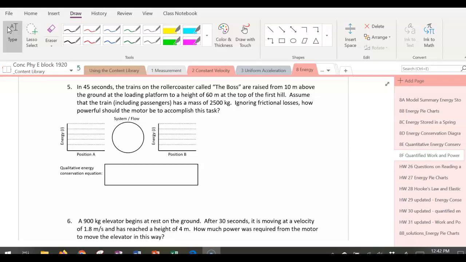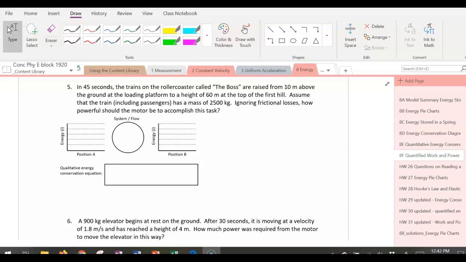This webcast continues in Worksheet 8F and works problems 5 and 6 in the section under Power. These problems will calculate power, which is the rate at which work is done. So let's look at number 5.